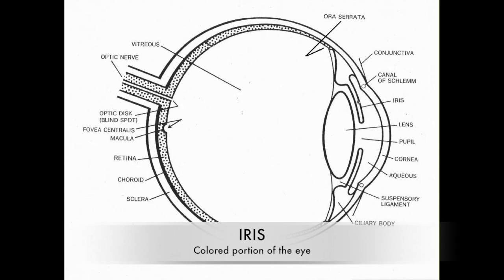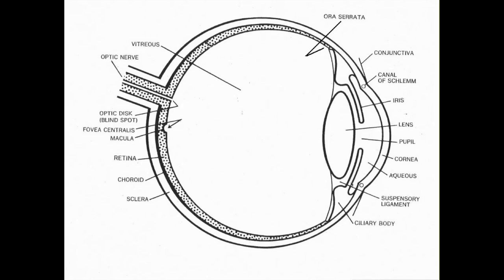The iris, located here on the diagram and here, is the colored part of our eye. It is located behind the cornea and it surrounds the pupil. Its function is to adjust the size of the pupil opening according to how much light is in the environment.